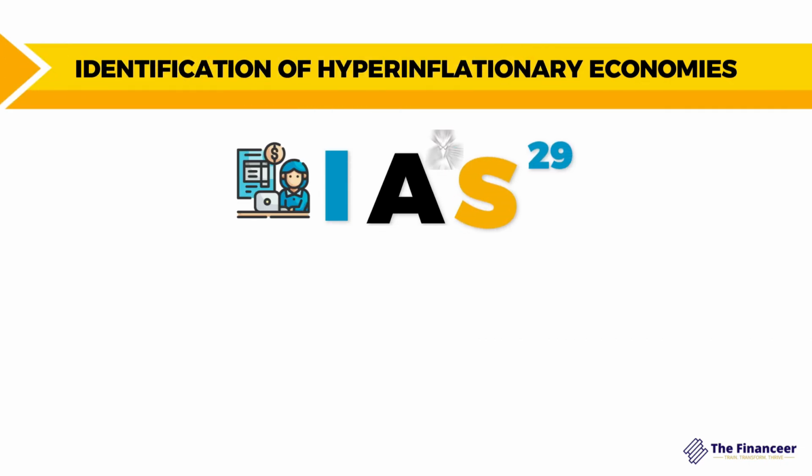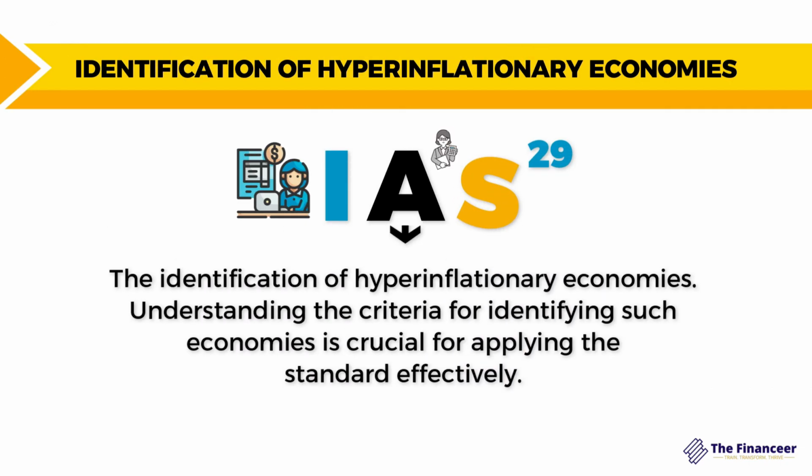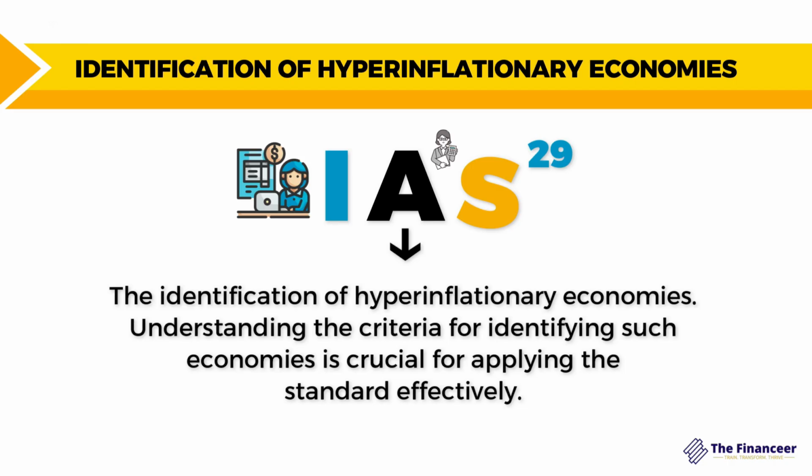Welcome back to our e-learning course on IAS number 29. And in module number 2, we are going to focus on the identification of hyperinflationary economies. So we are going to discuss how we can describe an economy as being hyperinflationary, because understanding the criteria for identifying such economies is crucial for applying the standard effectively.